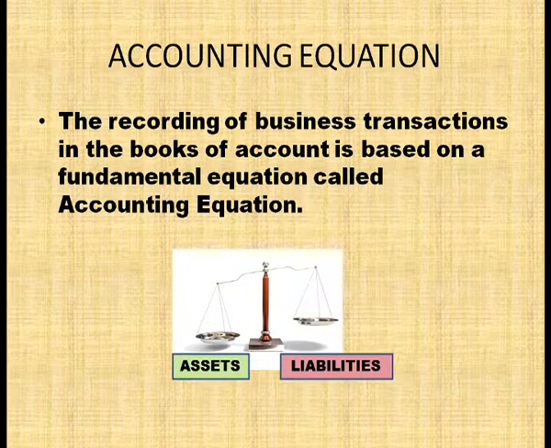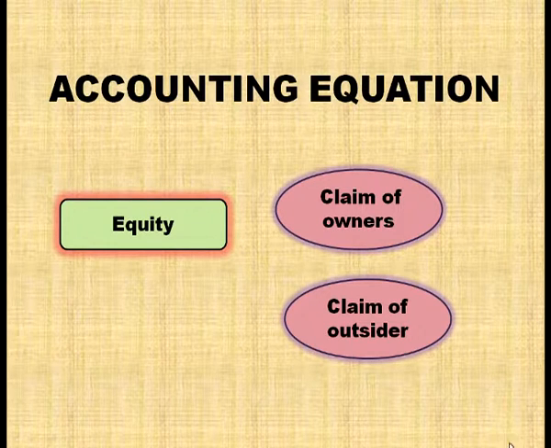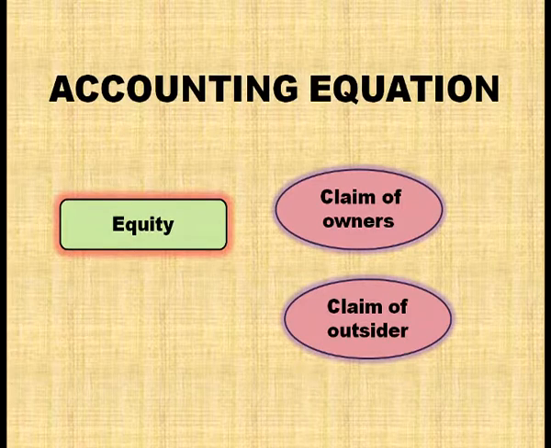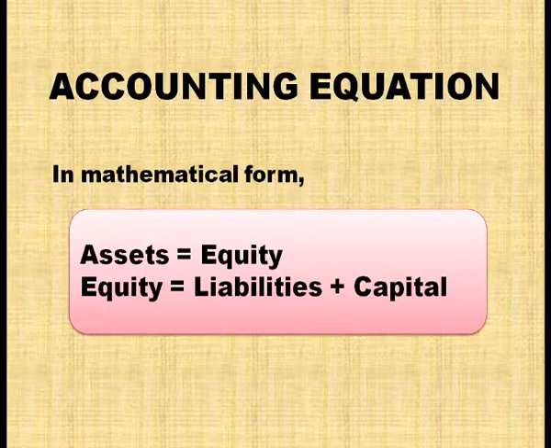The recording of business transactions in the books of account is based on a fundamental equation called accounting equation, and accounting equation expresses equality of assets on one side and equity on the other side. Equity can be the claim of owners or claim of outsiders. In mathematical form, accounting equation can be expressed as assets equals equity. Equity equals liabilities plus capital.